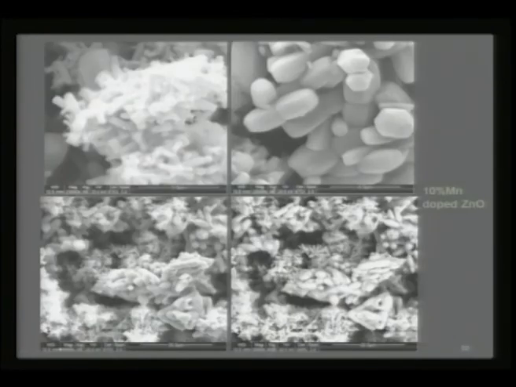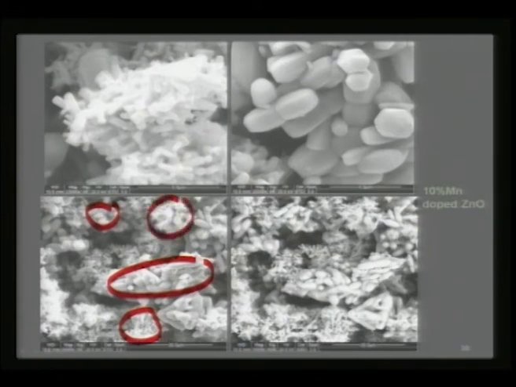Now go to the 10% doped one, you can see there are regions which are significantly different from these regions. That means when you go to higher percentage of manganese, there can be chances for two different things to happen. You can have both manganese doped as well as manganese segregated regions, and this is what we see from the X-ray also, that some impurity peaks keep cropping up above 10%.